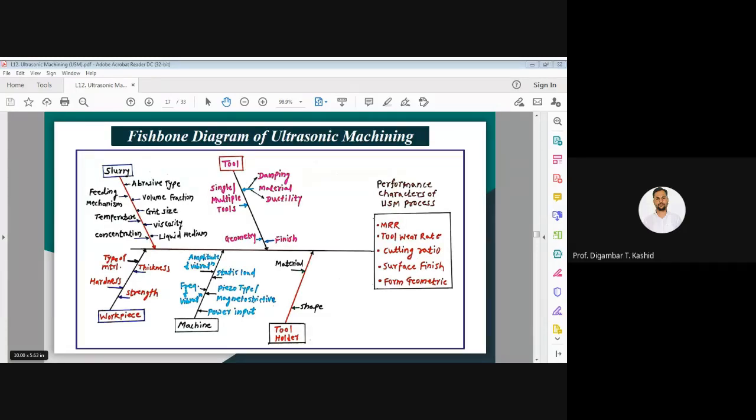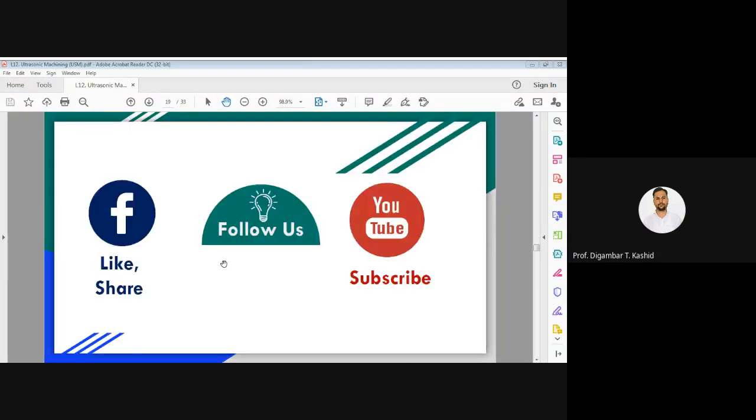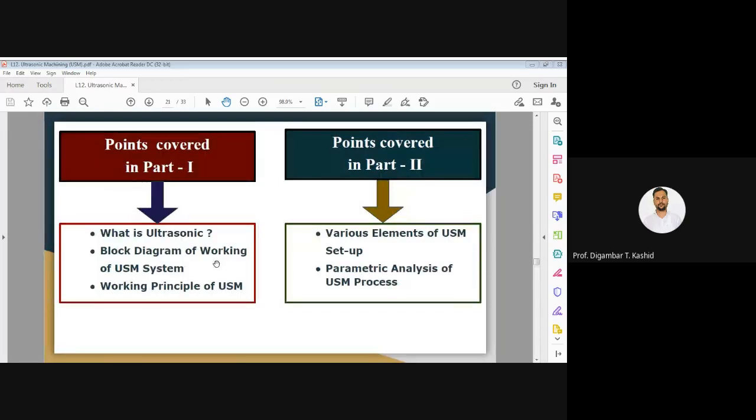Okay, let us discuss the next point. Just I will take the recap. We have already covered the block diagram of the working of the ultrasonic system. Then we discussed the working principle of ultrasonic machining. Yesterday we saw the various elements of the ultrasonic machining setup. And today we discussed the parametric or fishbone diagram of ultrasonic machining.